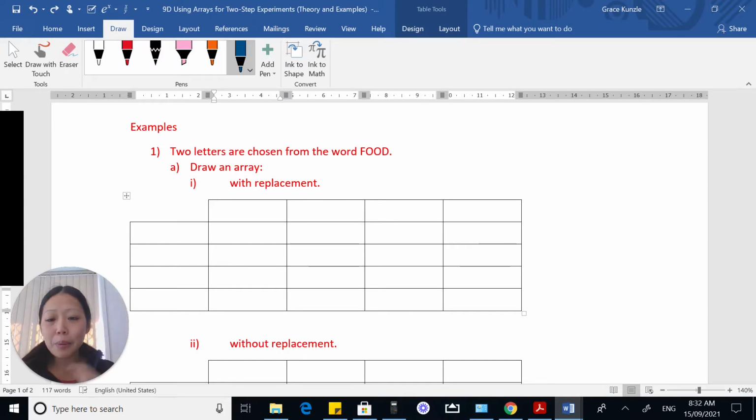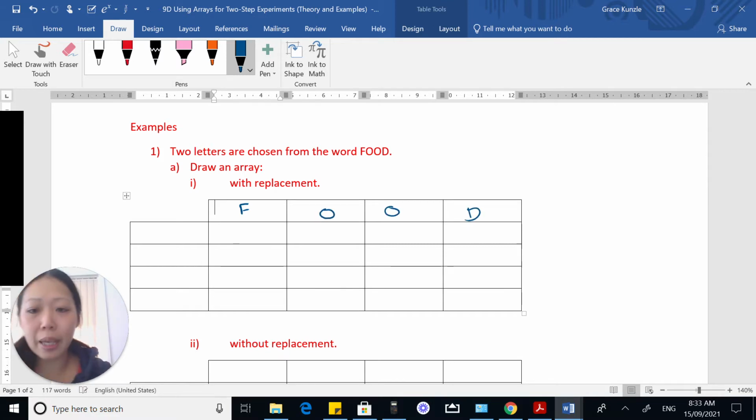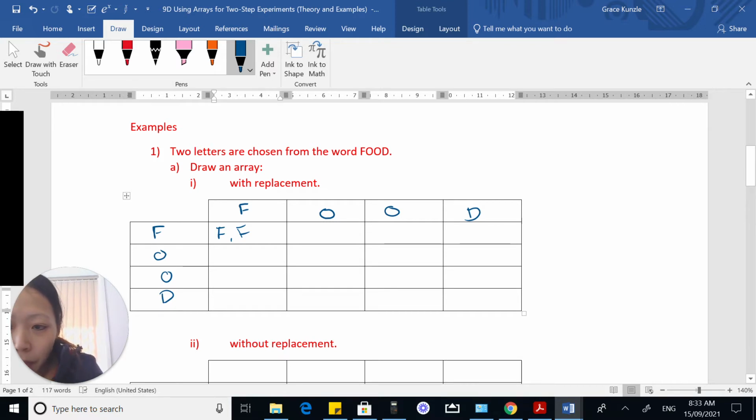Here's the first example. Two letters are chosen from the word FOOD. Draw an array with replacement. So first of all, I'm going to write the sample space of FOOD, which is F-O-O-D. Then because it's two letters, I'm going to write another sample space, F-O-O-D, on the vertical side over here. Now it's with replacement, so if I choose the letter F, I can put it back in and then pick another F. So I've got F, F. This is my first, and this is my second choice.